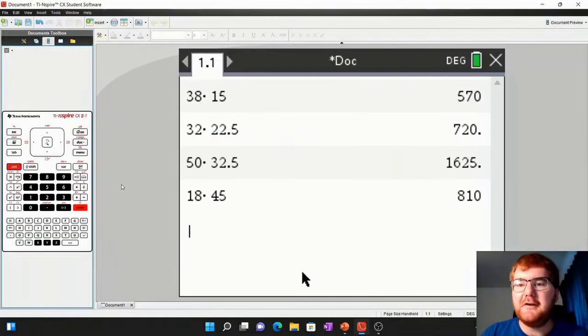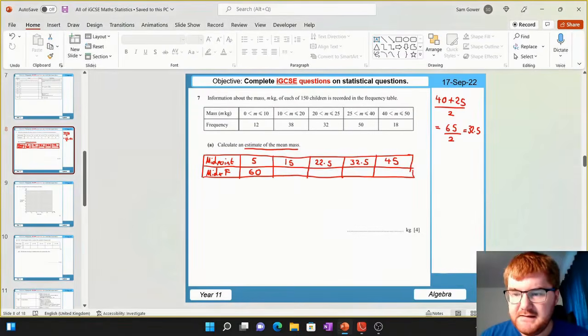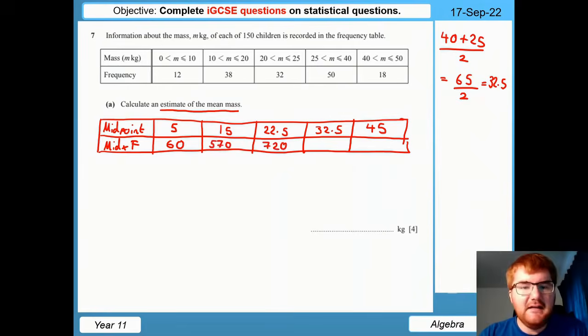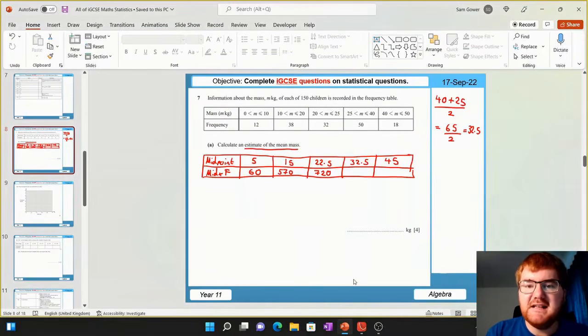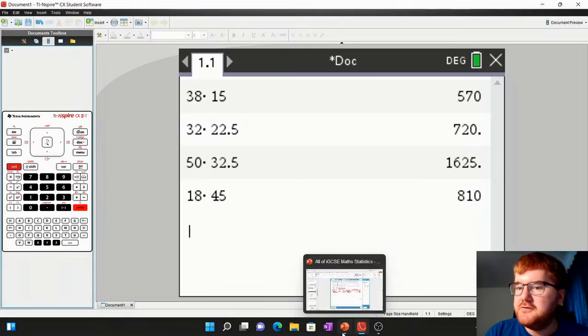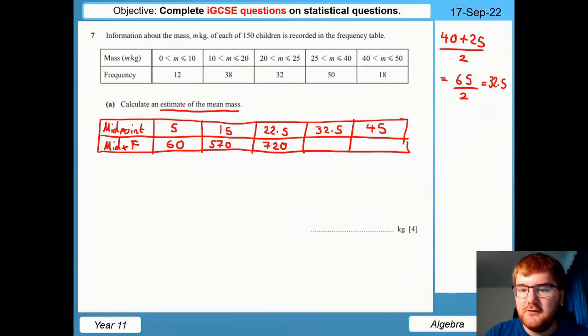Okay, so I've done all the calculations here. So what we're going to do is pop those over. So we've got 570 and 720. So let's pop those in. And the key thing with this process is just making sure that we're careful putting these numbers in. So 1,625 and 810. Now at this stage we need to work out the total here.